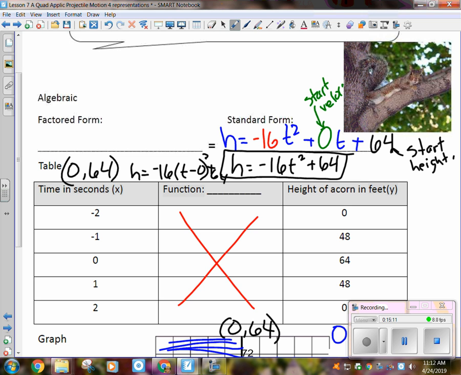Factored form. How do I get factored form from my graph? Anytime we're doing this kind of problem, that negative 16 is before the parentheses, as long as they're in English units. Otherwise, they will supply you with an acceleration. You will never have to come up with that on your own. Factored form. All right, ready? h equals two sets of parentheses, t and t.